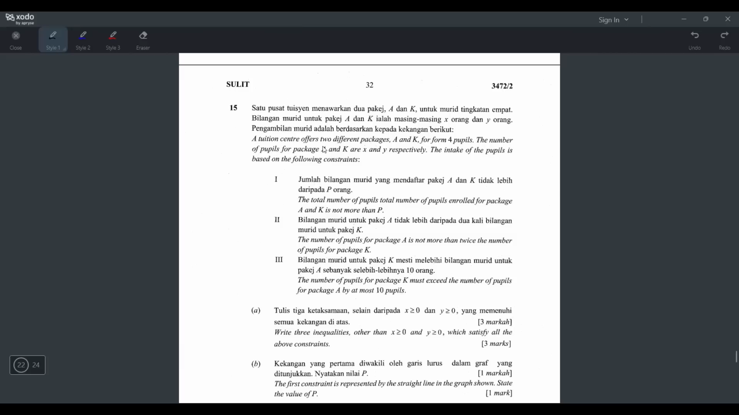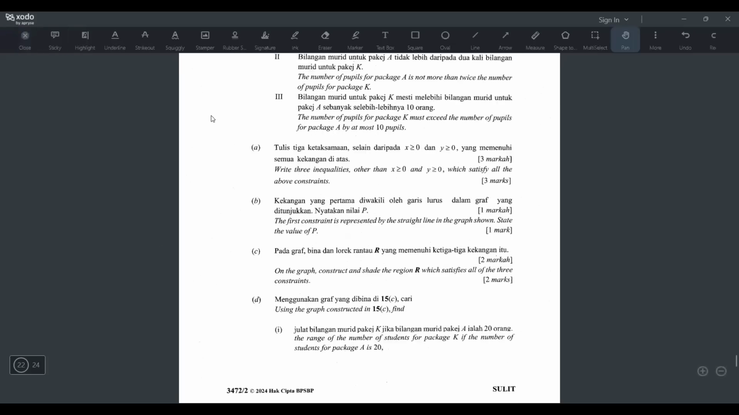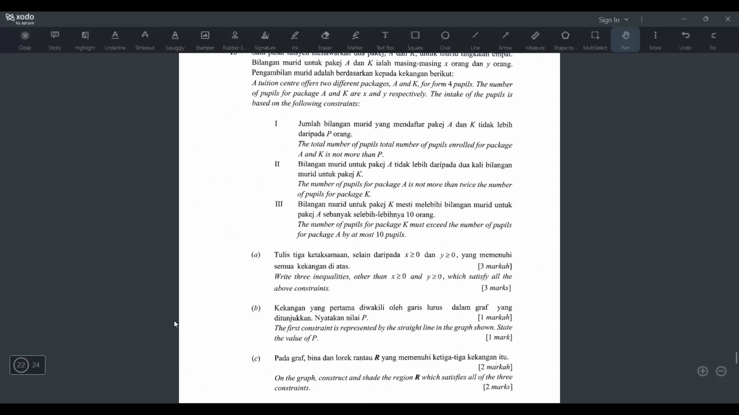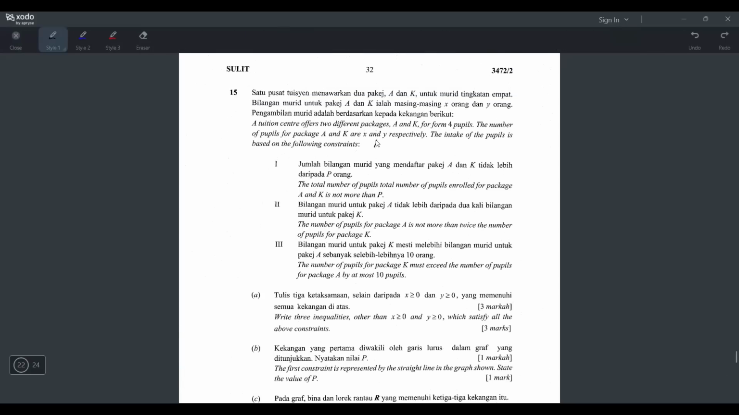A tuition center offers two different package A and package K for Form 4 pupils. The number of pupils for package A is X, for package K is Y respectively. Okay. So when they tell you what the XY represents, you should write it down. I'll just write it here. So you have package A, you have package K. And the X represents number of pupil or number of students. So X join package A, and orang yang join package K ada Y bilangan. So the XY is actually the bilangan, the number bilangan orang. And then they say the intake of people is based on the following constraint, and then bagi 1, 2, 3.